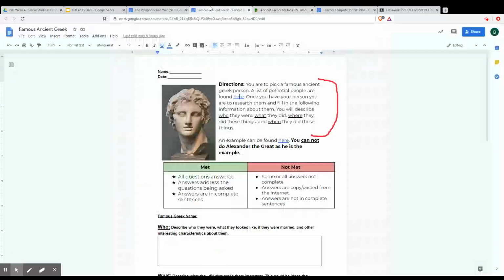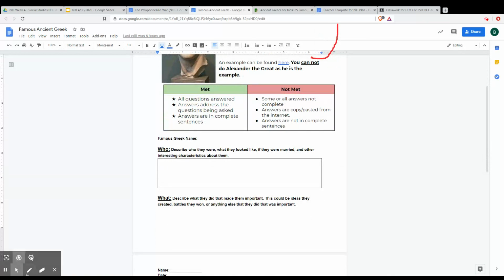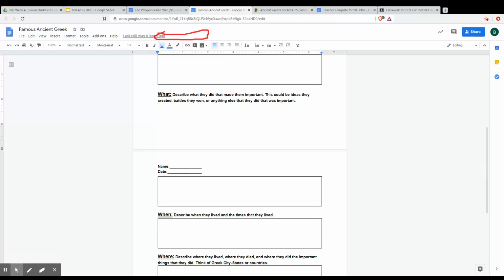So you're going to pick one of these people and write their name right here, and then you're going to answer and describe who they were. Like what they looked like, who they married, things like that. And then you're going to write what they did.